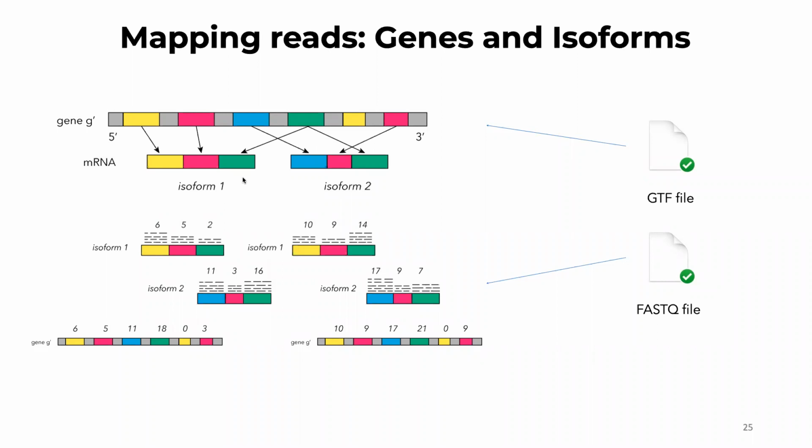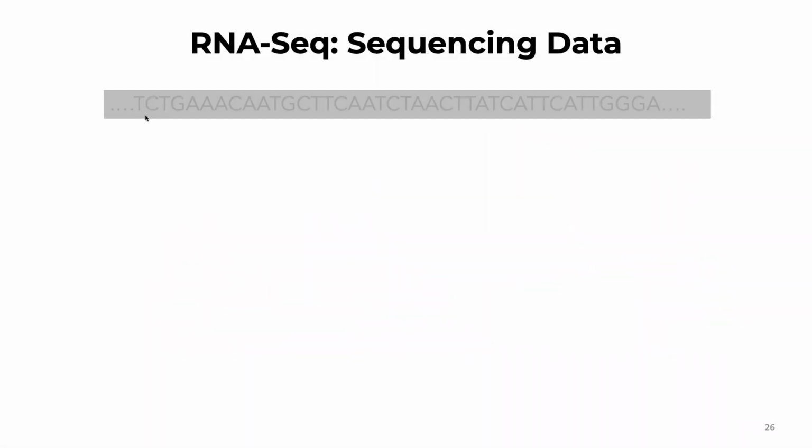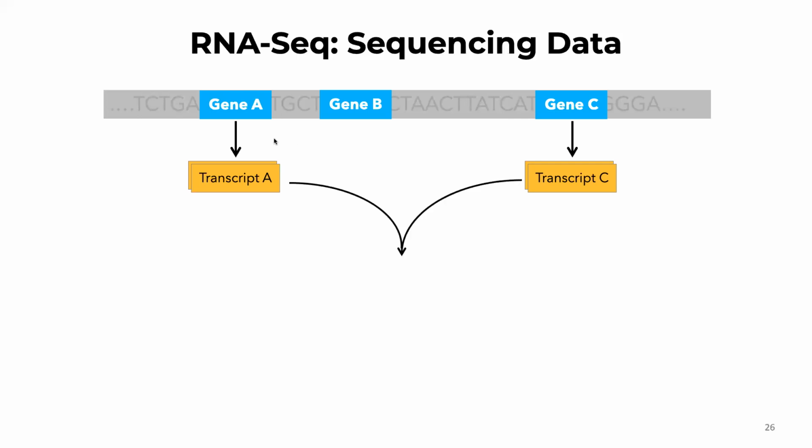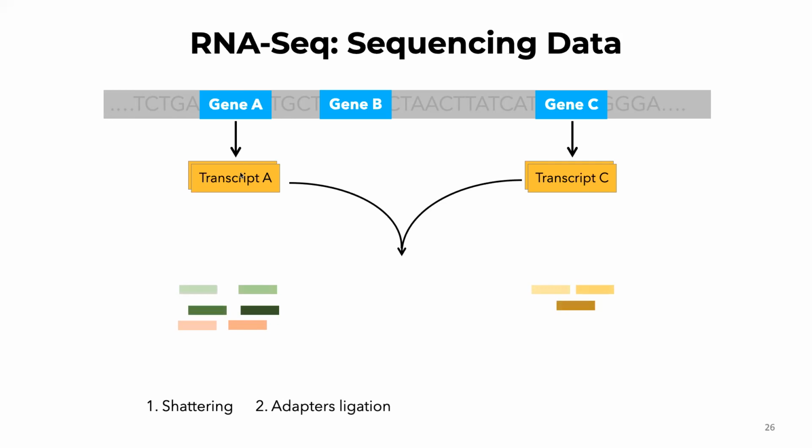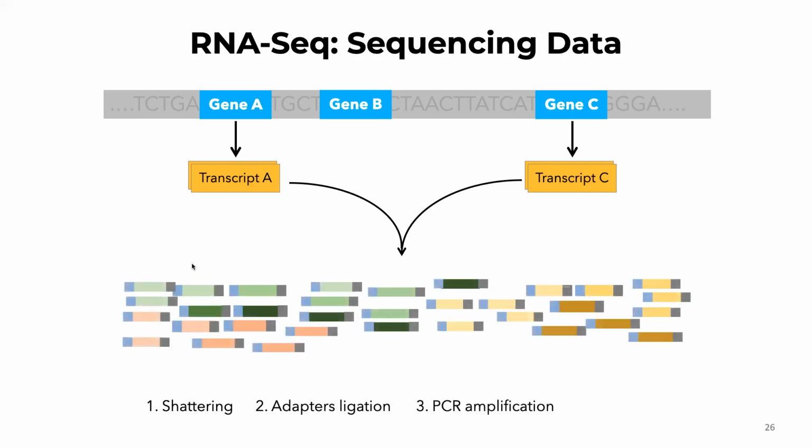Okay, so the process typically would look like something like this. You have a sequence of DNA. There are specific genes on that DNA. Some genes are transcribed. And after they are transcribed, this is what we take. This is our biological sample. We then amplify the reads.